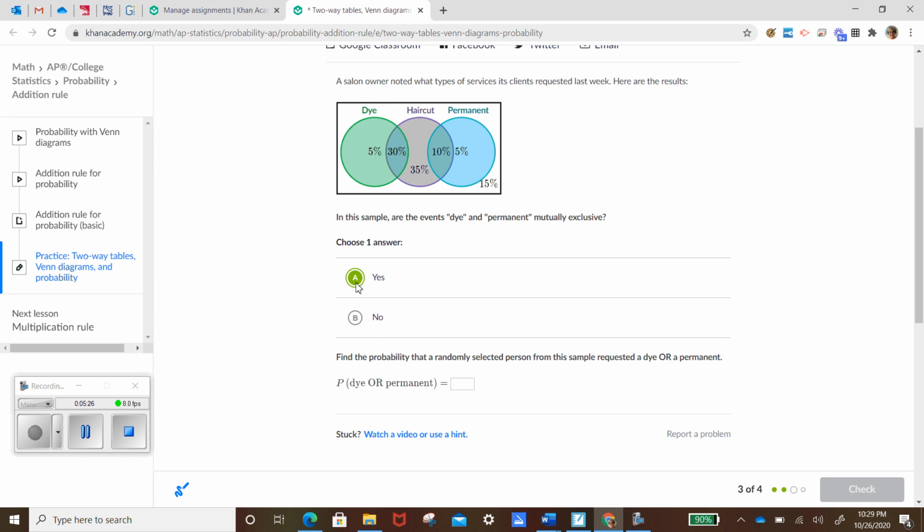And then find the probability that a randomly selected person from the sample requested a dye or a permanent. So dye, we have 5 plus 30, 35. Permanent, we have 10 plus 5, which is 15. So then 35 plus 15 is 50. So 50%, which I'm going to do as 0.5, and then check my answer.